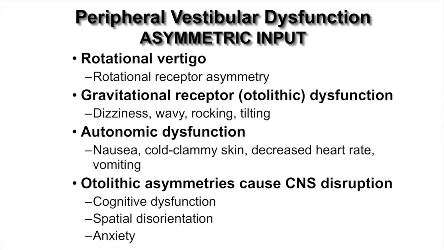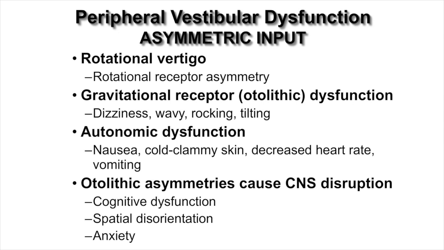So if it's a rotational receptor asymmetry, patients will have the illusion of movement, which is a true rotational spinning vertigo. If it's the gravity receptors, patients will experience dizziness that can be characterized as a rocky, wavy, tilty sensation. Sometimes it feels like the floor falls out from under them. They're pushed, they're pulled, they're tilted or flipped.